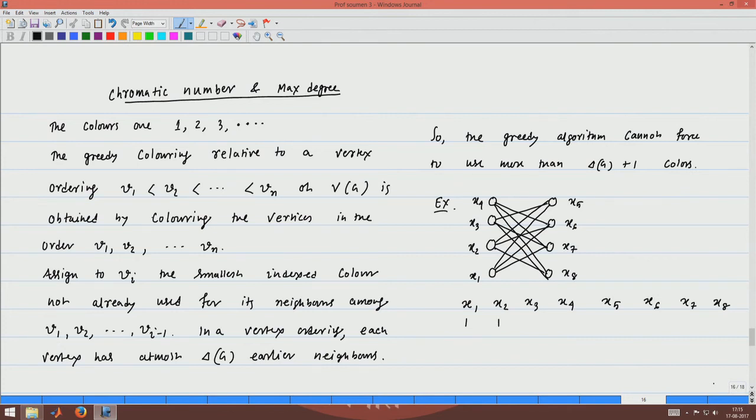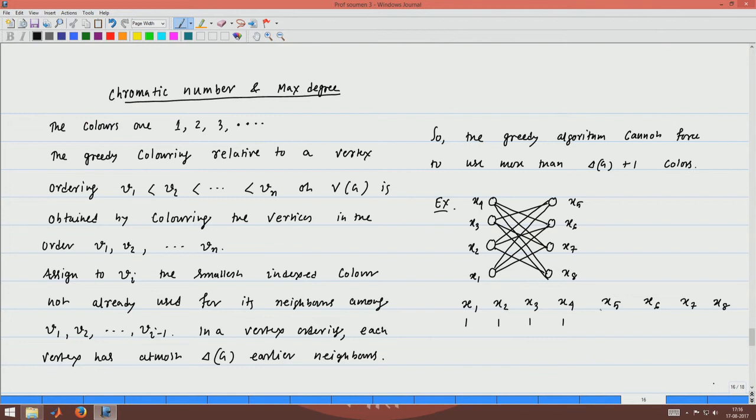For x3, x1 and x2 are not neighbor of x3. So, I can use the same color 1. x4, x1, x2, x3 are not neighbor of x4. So, I look at the neighbor of a vertex xi on its left hand side only. I do not look at the right hand side at this moment. So, I can give color 1.